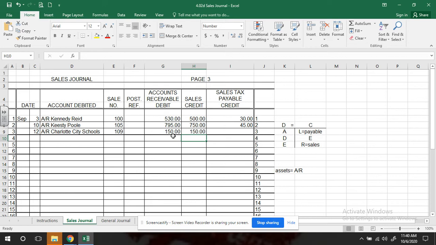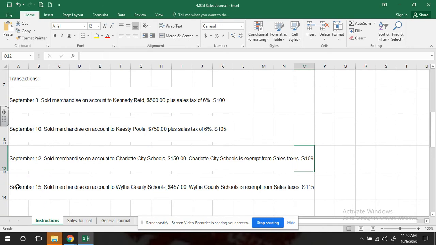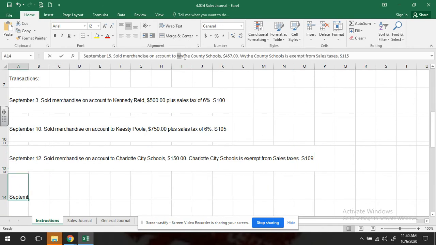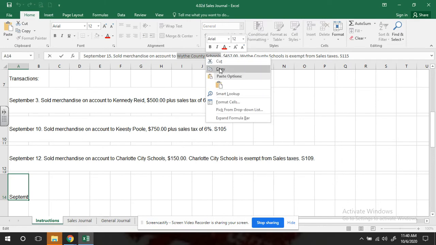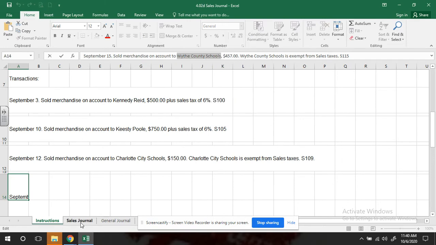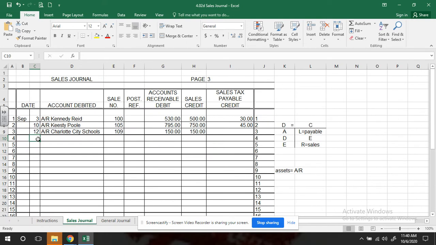All right. My debits equal my credits. And I show that I'm waiting for Charlotte City Schools to send me this money. I guess technically I don't have to put the AR in front of it, but I do because that's really the name of the account. Next, we're going to go over here, and on the 15th, we sold to Wythe County Schools. This was the 15th.